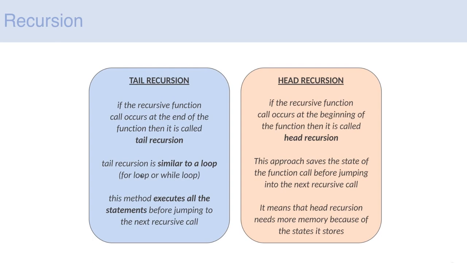As far as a for loop is concerned, we are going to do a single statement, a single operation in every single iteration. And of course, the programming language will execute every single operation related to a given iteration before jumping to the next one. And this is very similar to tail recursion. What about head recursion? If the recursive function call occurs at the beginning of the function, it is called head recursion. This approach saves the state of the function call before jumping into the next recursive call. It means that head recursion needs more memory because of the state it stores.